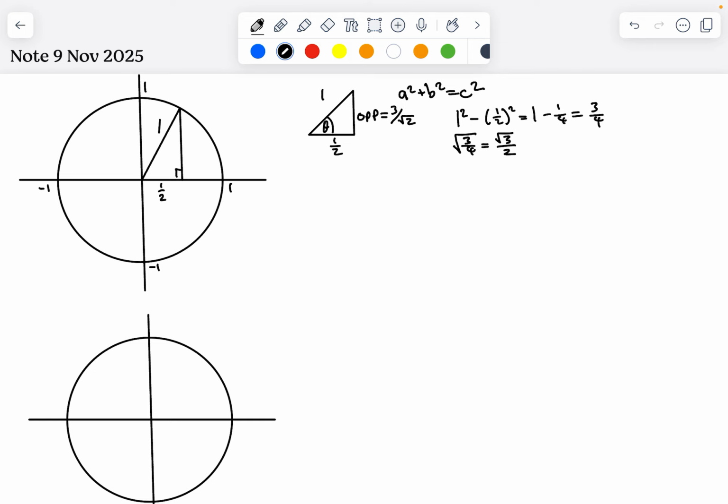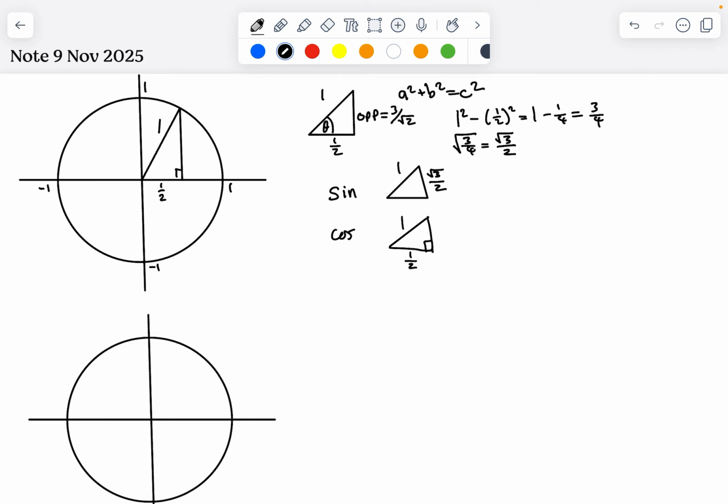So in this example, both of them have a hypotenuse of 1. For the cos, it has an adjacent side of a half, and for sine, it has an opposite side of square root of 3 over 2.